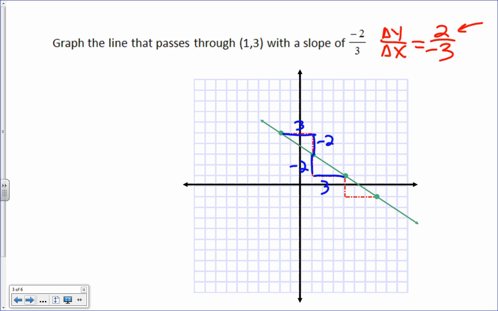So it's a rate of change. As one is changing, what's the other one doing in the same amount of time? Okay. You with me on that? All right.